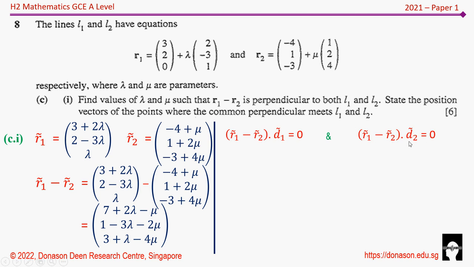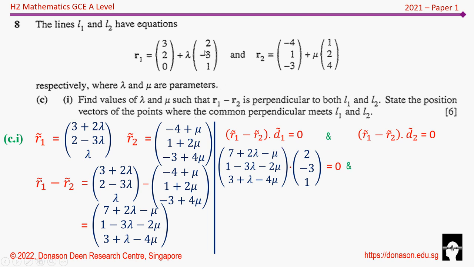Similarly for L2 we can write down also. So R1 minus R2 dot the direction vector of the second line, which is 1, 2, 4, should be equal to 0. So this is the R1 minus R2, and I'm going to dot product it with 2, minus 3, 1, and it is equal to 0. And likewise, for the other line, it should also be the R1 minus R2 dot D2, which is 1, 2, 4, equal to 0.